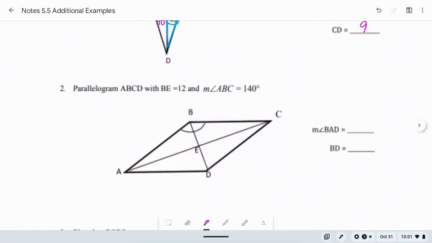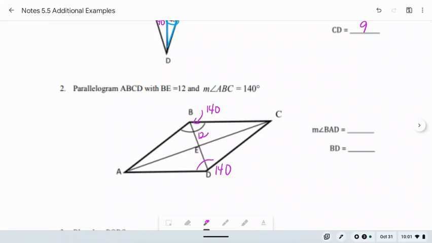Again, I'm going to start by labeling it with the given information and then think about what I know about a parallelogram from my flowchart. So it says that BE is 12, so I'm going to label that as 12, and then angle ABC, so this angle here is 140 degrees. So in a parallelogram, I know that opposite angles are congruent, so this would also be 140.